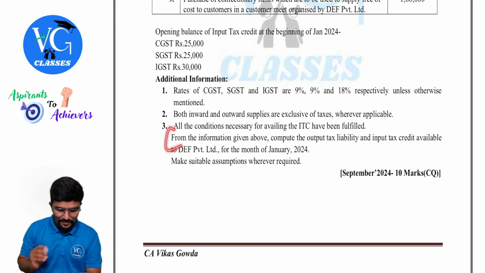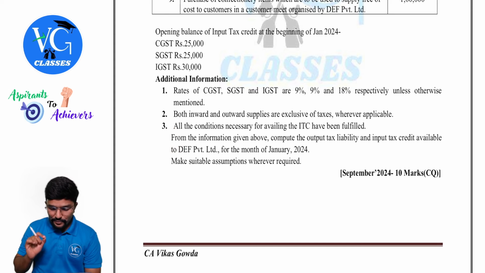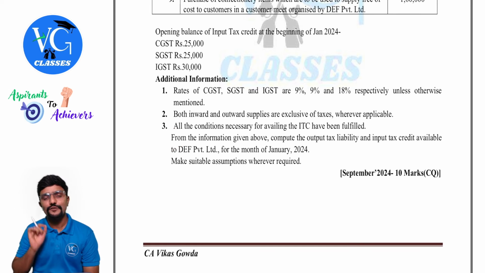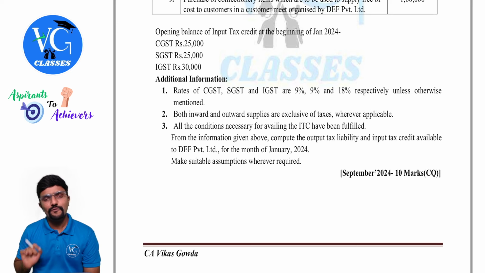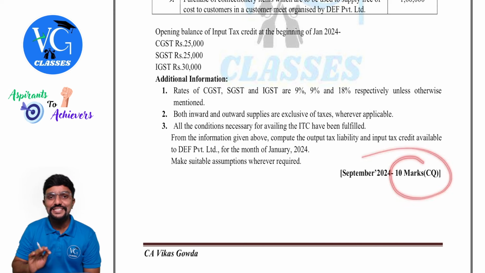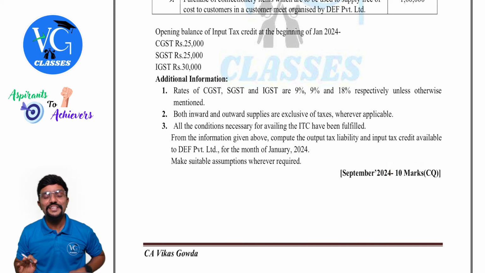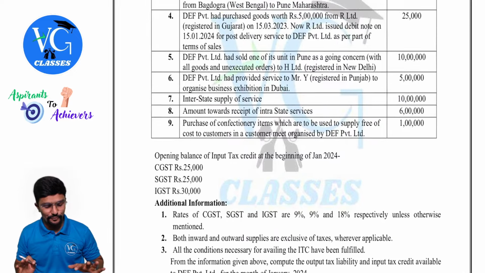From the following information given above, compute the output tax liability and input tax credit available to DEF Private Limited for the month of January 2024. Make suitable assumptions wherever required, guys. And this is a 10 marks question asked in the exam for compulsory in September 2024.